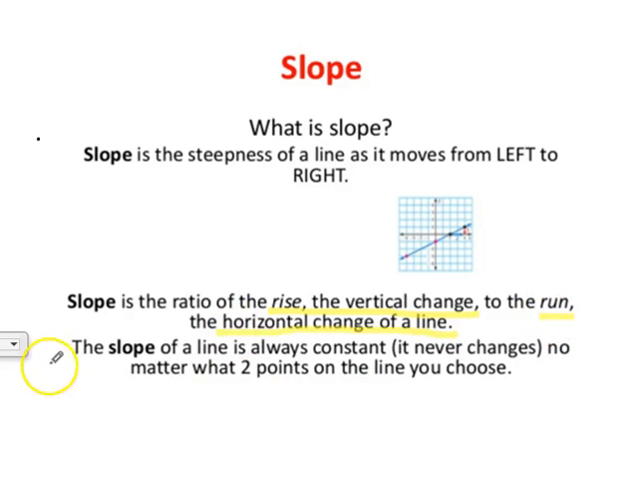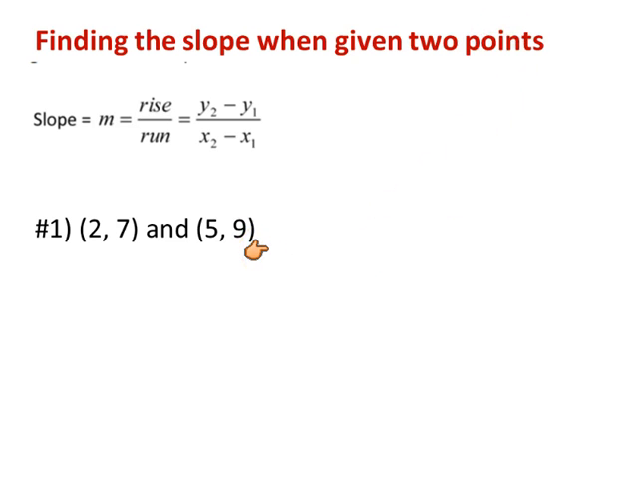And just something that we haven't really talked about yet, just to review, the slope is always going to be constant, no matter what 2 points on the line you choose. So if you've got a line, like this line right here, the slope is going to be the same throughout this line. We would not have a different slope between any 2 points. It's always going to be the same slope. It's going to be consistent for a line. So let's go ahead and jump in and review how we find the slope when we're given 2 points.